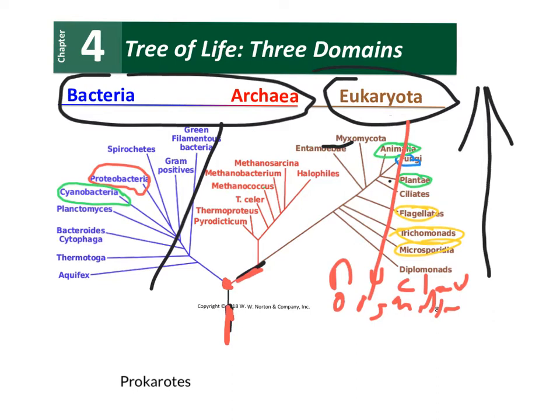Now remember, eukaryotes have organelles. The thing is, it turns out archaea and eukarya are actually more closely related because they have a more recent common ancestor right here. So it looks like the eukaryotes were actually an offshoot of archaea.